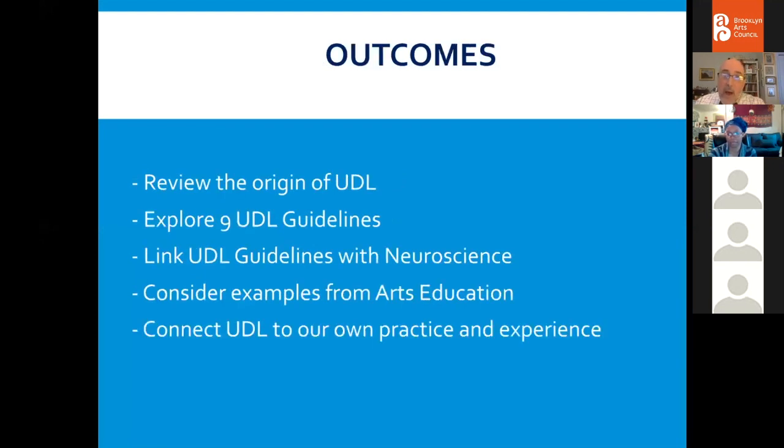circumstances. The outcomes that I've identified for today, what I hope you'll learn or what we'll experience, is what the origin is of universal design, as well as, I mentioned, the 9 guidelines. We'll explore them. We'll link those to neuroscience. We'll consider examples of each of the guidelines from arts education examples, and we'll connect them to our own practice.